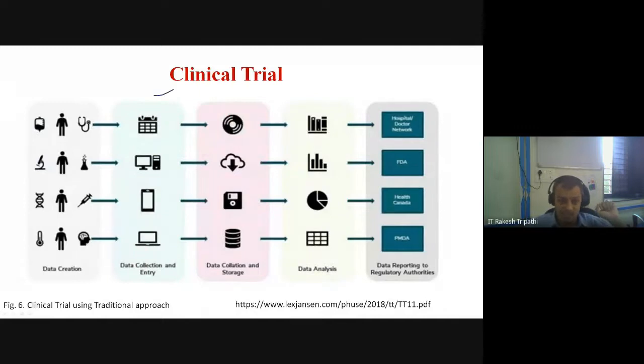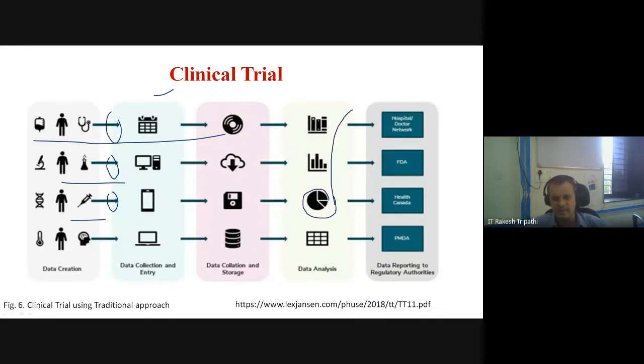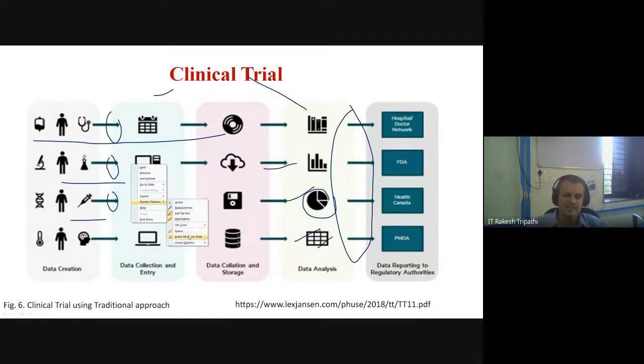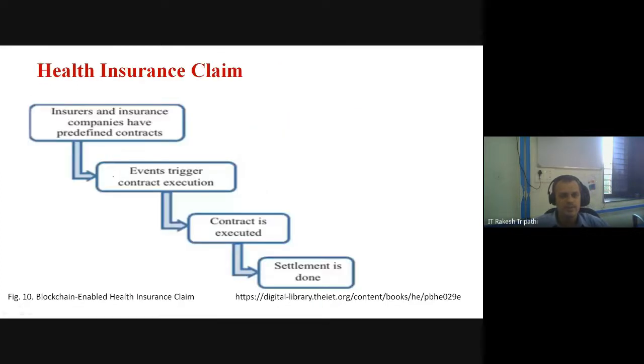We can do clinical trials. In a clinical trial the data sources are different: we get hospital data, clinical trial people are collecting data, and at home you are collecting your data with apps giving you some health status. If I can have a blockchain where data from all sources can be combined and you get a single analytics, then it is easy. So clinical trial. Insurance I can do, we'll do an insurance example.